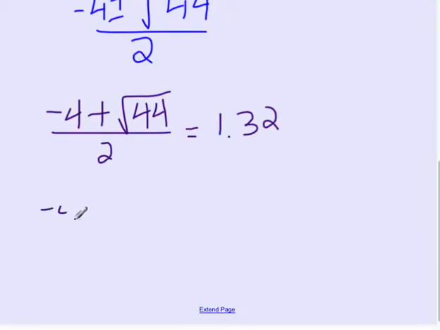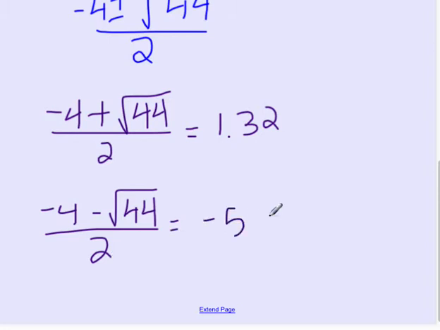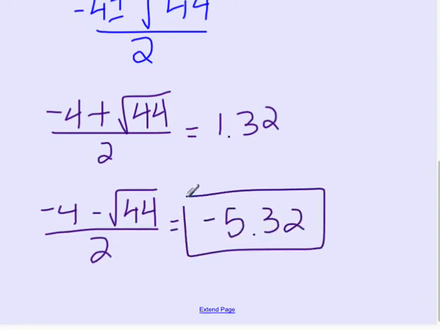Next, we're going to take negative 4 and we're going to subtract the square root of 44, hit enter, see what that answer is in our calculator, then take that and divide it by 2. Then you get negative 5.32. So each of these right here are your final answers for that quadratic formula.